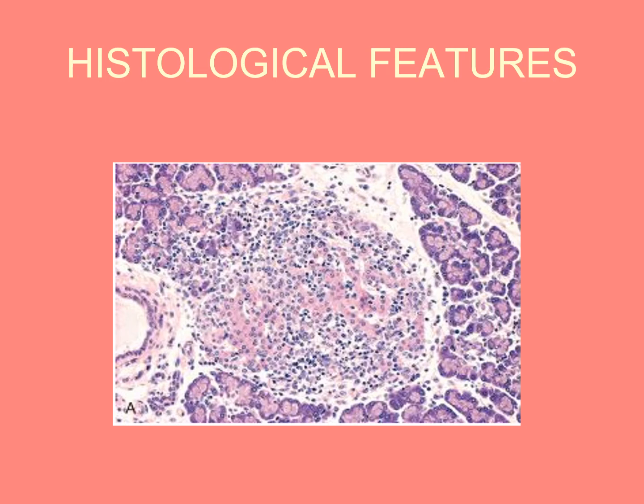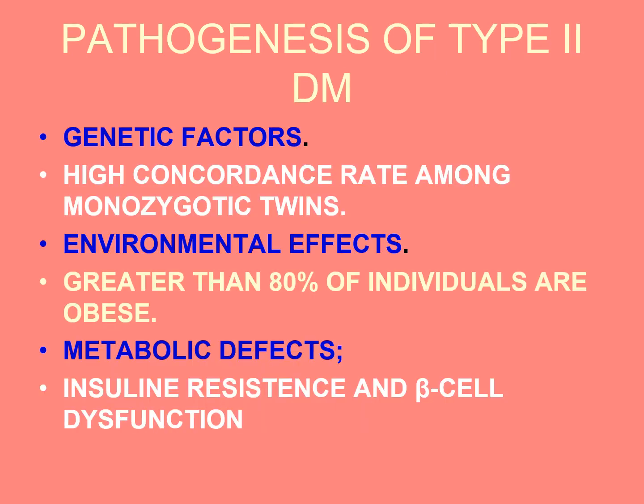You can see here this is an islet of Langerhans which has been infiltrated by the mononuclear infiltrate or lymphocytes and cells, etc. And the pathogenesis of type 2 diabetes mellitus, this is more complicated because a number of genetic factors are involved. And what is the evidence? The high concordance rate among the homozygotic twins, which is almost 70 to 80%. The environmental effects, greater than 80% of the individuals are obese people. So obesity has somewhat of a direct relationship with the development of type 2 diabetes mellitus.